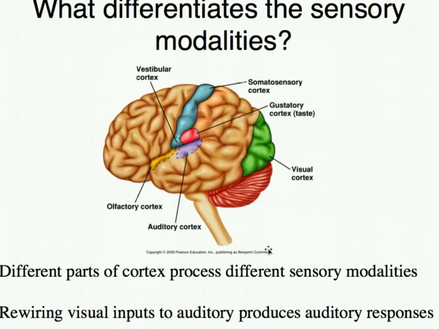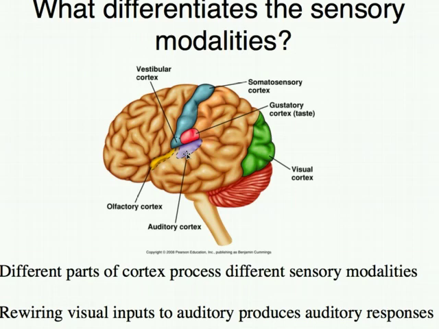And this leads us to the fact that we know now that different parts of the brain are in fact specialized for different sensory modalities. So we know that the visual cortex, the occipital cortex, is very specialized for visual information. The temporal cortex is specialized for auditory information, and these are in fact the portions of the brain where the sensory information projects to.